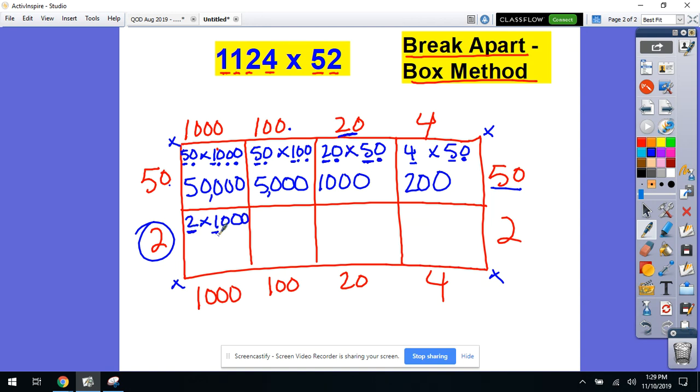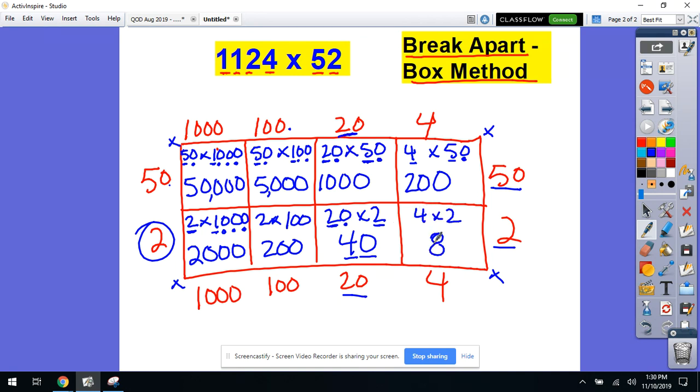Yep, you got it. 2 times 1, we know that's 2. How many zeros? 1, 2, 3. Good job. Next one over. 2 times, what's this one? Yep, 100. You know that one. That's easy. That's 200. The next one, we got 20 times 2. That is 40, because you took 2 times 2 is 4. How many zeros? That's 1. And the last one, super easy. That one is 4 times 2, which is 8.